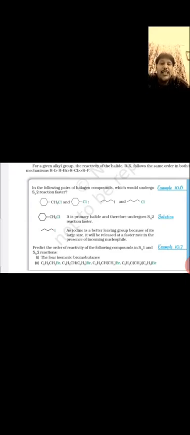Okay students, that means iodine undergoes faster, and the reason is, out of two, the one that is larger in size undergoes faster in the SN2 or SN1 reaction, because with respect to halogen, that trend is common in both SN2 and SN1 reactions. Let us see some examples. The question is, in the following pairs of halogen compounds, which would undergo SN2 reaction faster?